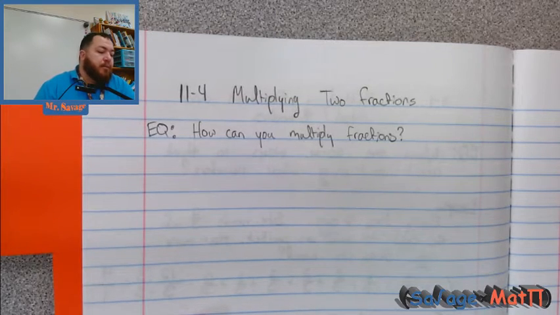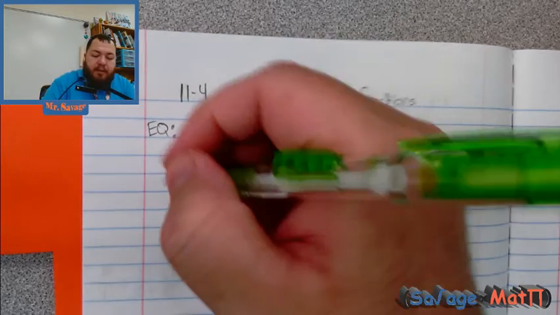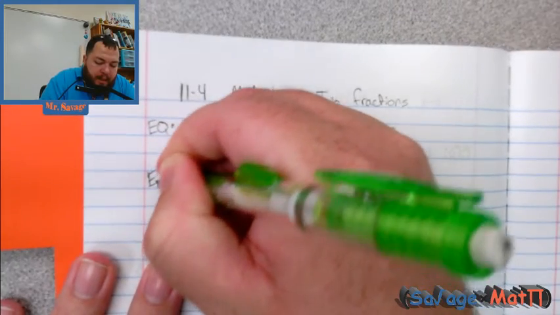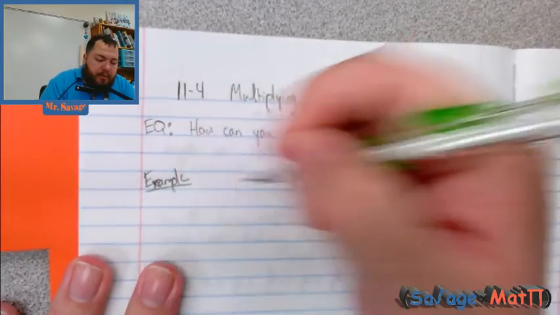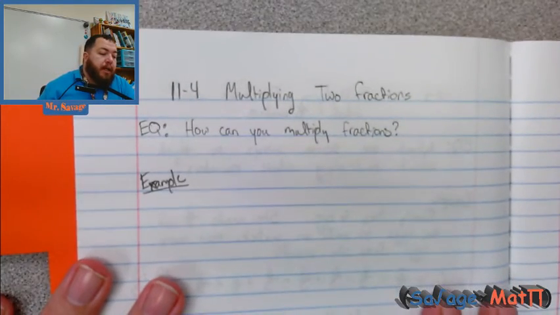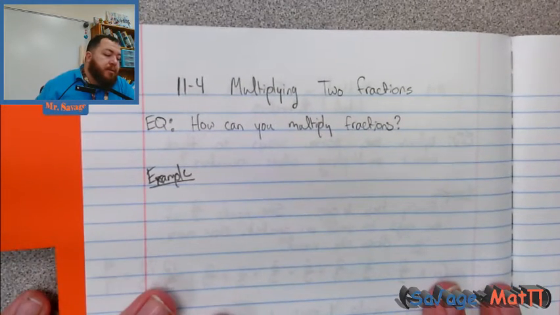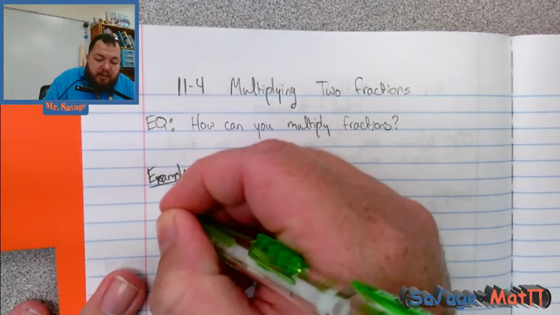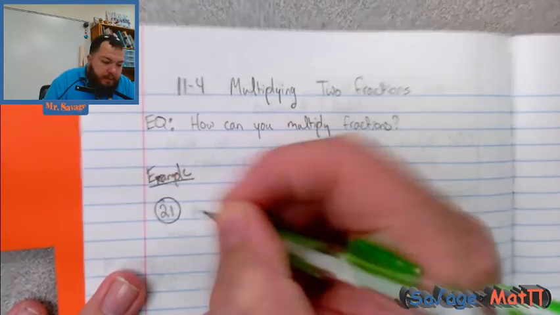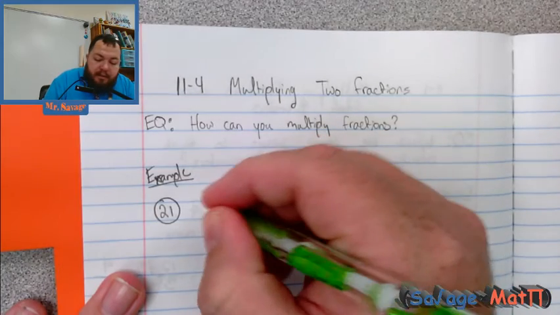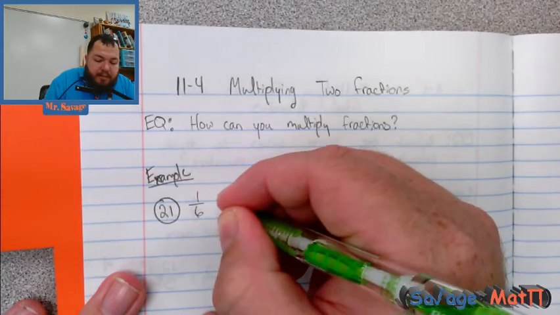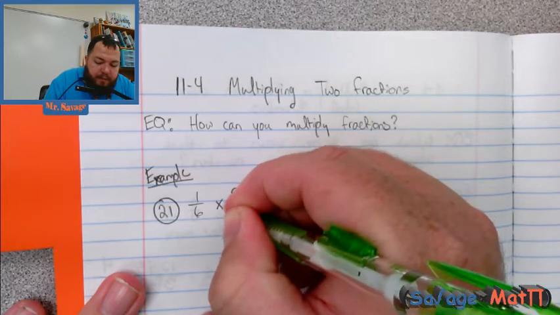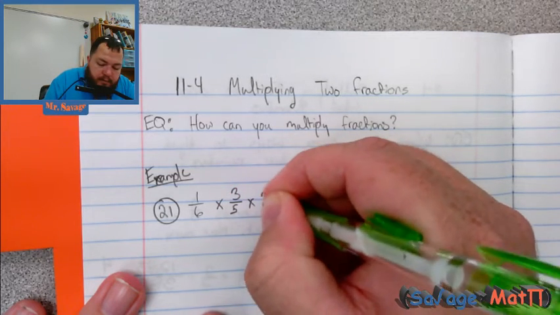Okay, so the first thing we're going to do is I'm going to use a couple examples. I'm not going to use any from guided practice because I want you guys to be able to do all the guided practice. So I'm going to use number 21. It's going to tell me 1/6 times 3/5 times 20.